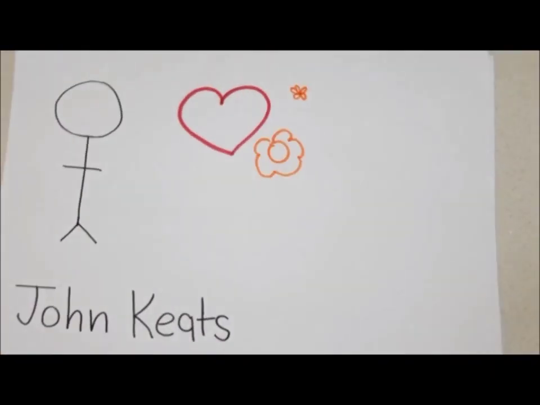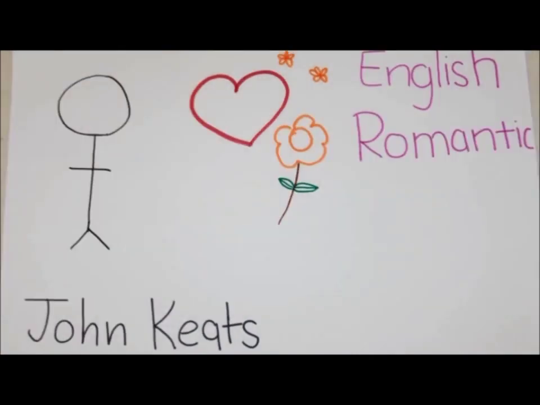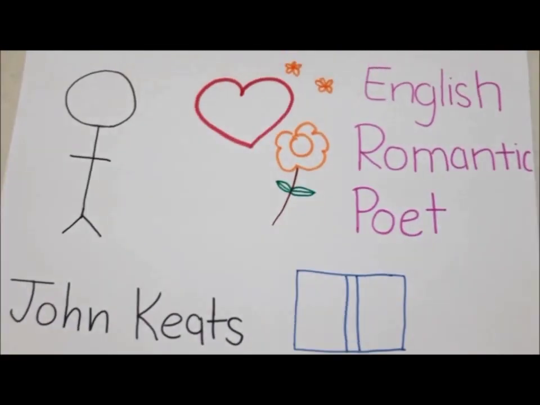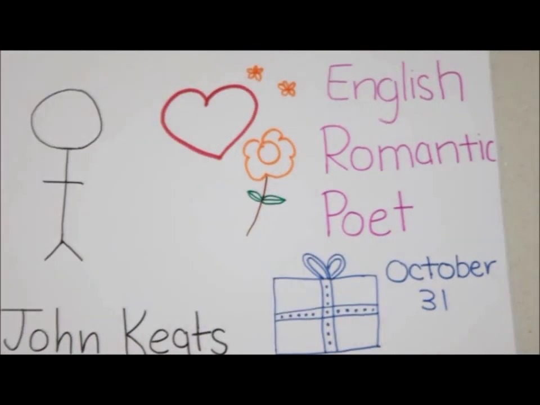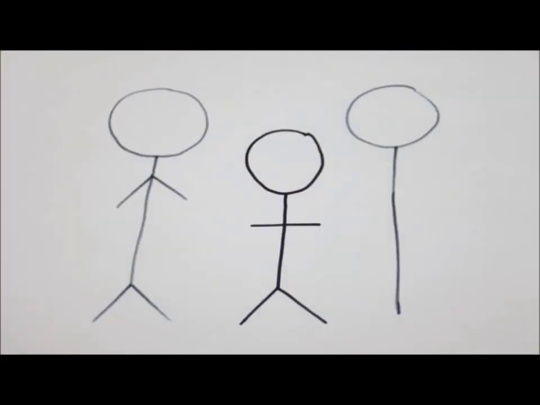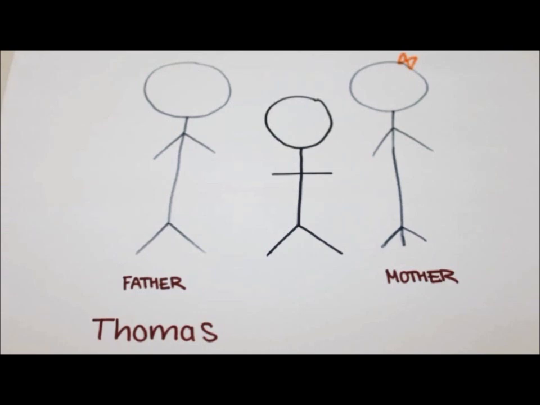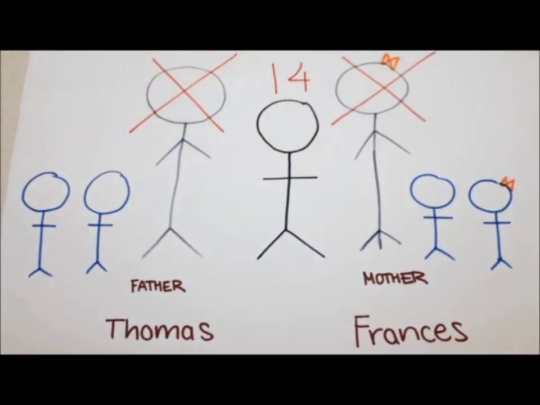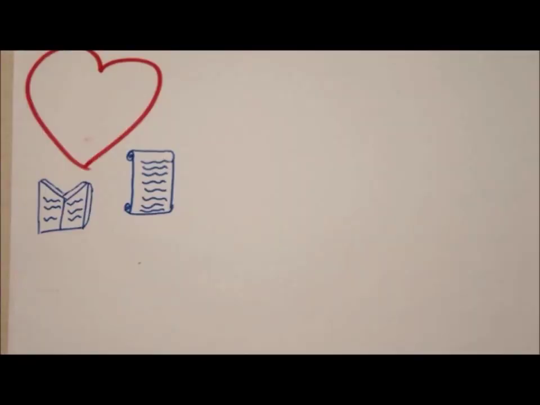This is John Keats, an English romantic poet born on October 31st, 1795 to Thomas and Frances Keats. He was the oldest of the 5 siblings. His parents died before he turned 14. During this period, his love and interest for literature grew as he found comfort in them.